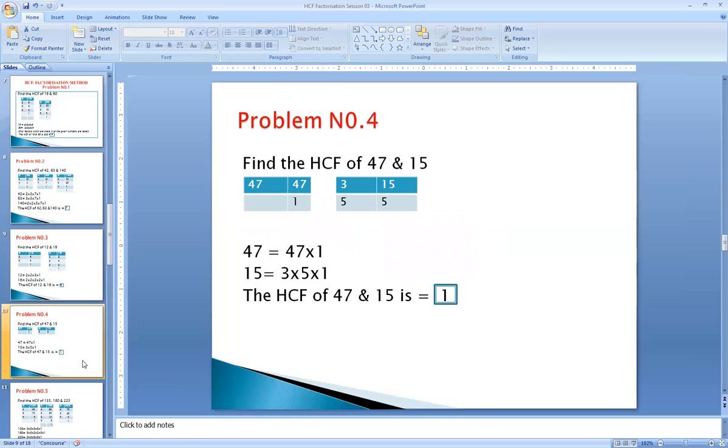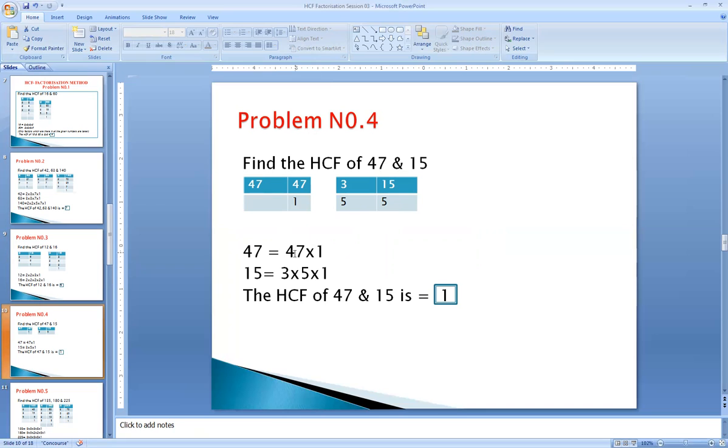Similarly, we should go for the fourth also. 47 and 15. 47, as it is a prime number, can be divided only by the same number. 47 ones are 47. But 15 can also be divided by 3 as well as 5. 3 5s are 15 and 5 ones are 5. So the factors for 47 is 47 into 1. The factors for 15 is 3 into 5 into 1.